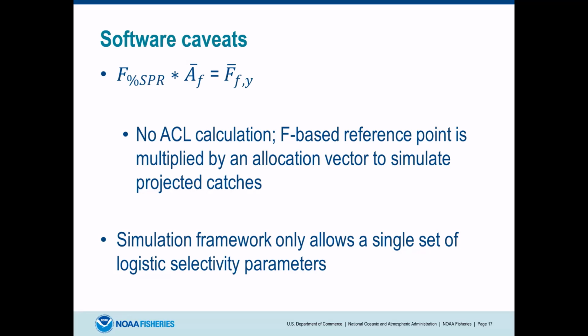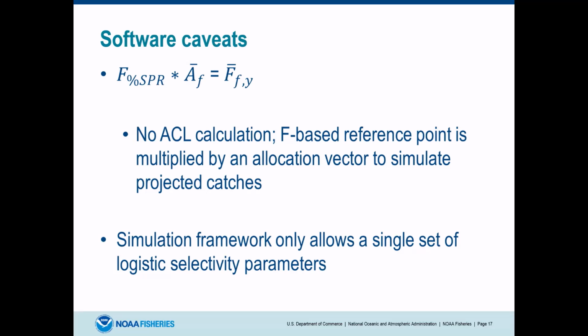Rather, it takes the proxy reference point and multiplies it by this allocation vector, including implementation error, to give F by fleet to project over time. In addition, we also made the simulation framework such that the estimation model only expected a single set of logistic selectivity parameters. We probably could have spoofed this by using a different kind of selectivity function to approximate a logistic, but we didn't think of that at the time.